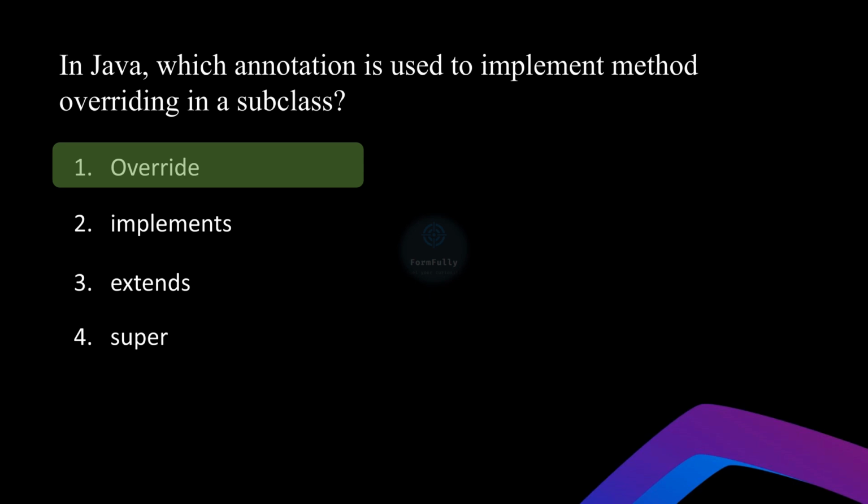If there is a mismatch in the method signature, the compiler will generate an error, helping to catch potential issues early. Option B, implements, is used to indicate that a class is implementing an interface, not for method overriding. Extends is used to create a subclass that inherits from a superclass, but it's not related to method overriding directly. Super is a keyword used to call a superclass constructor or method, but it is not used as an annotation for method overriding. So the correct option is Override.